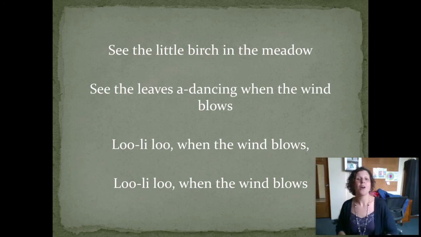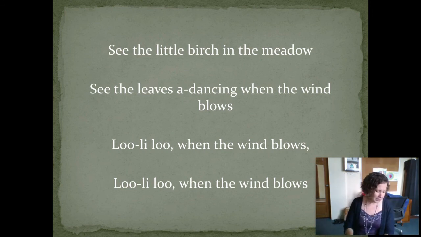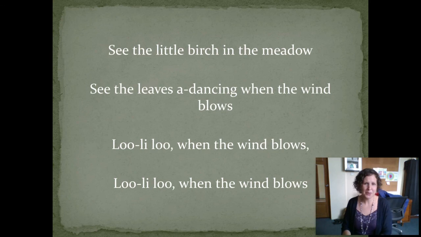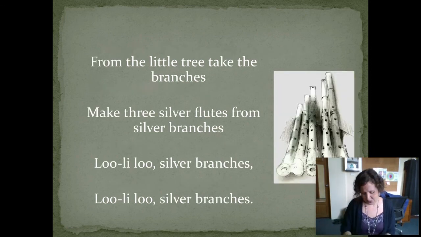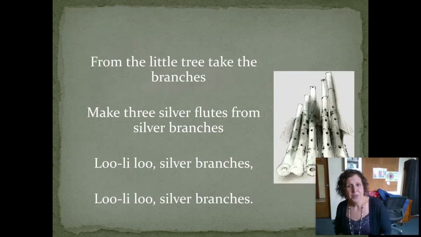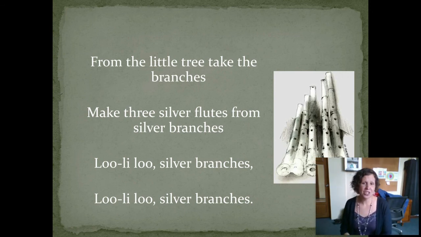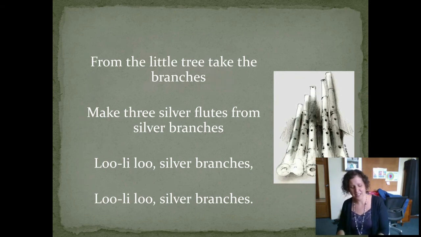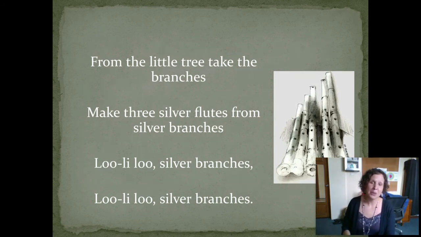See the little birch in the meadow. See the leaves all dancing when the wind blows. Loo-lee-loo, when the wind blows. From the little tree, take three branches. Make three silver flutes from silver branches. Loo-lee-loo, when the wind blows.